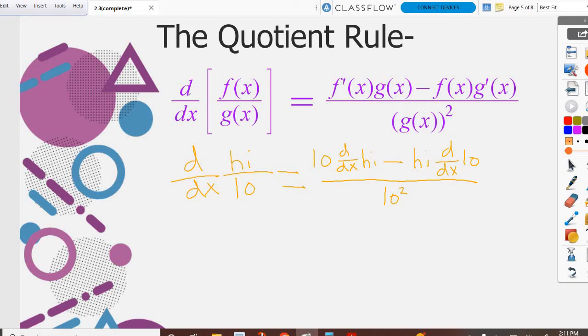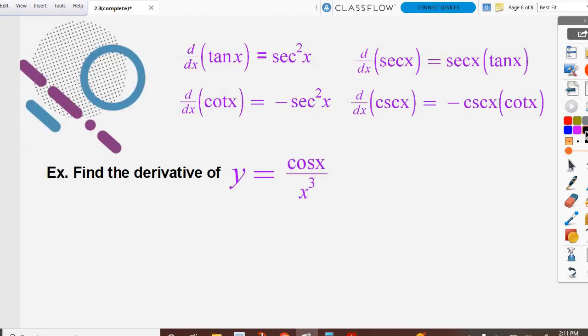Minus high. Alright, we have that down. So let's go ahead and apply this. This is just a reminder of our tangent derivative, and then we also need to write out our other last three trig function derivatives.